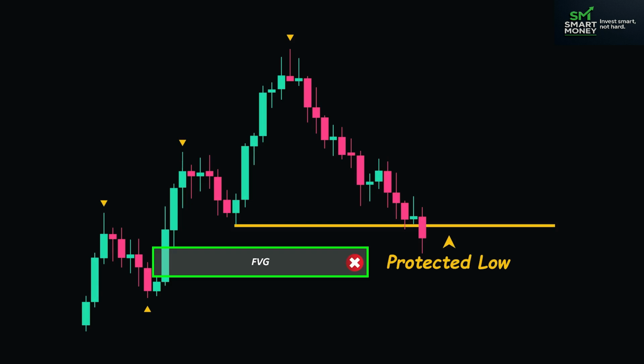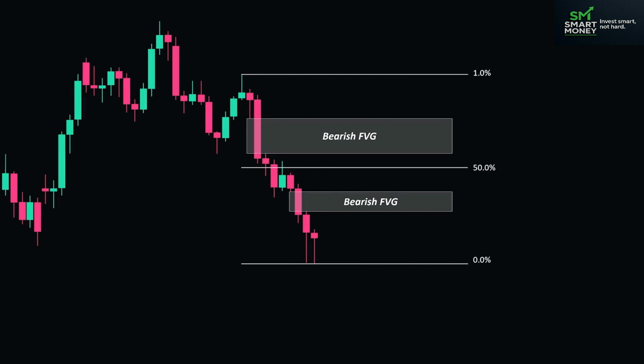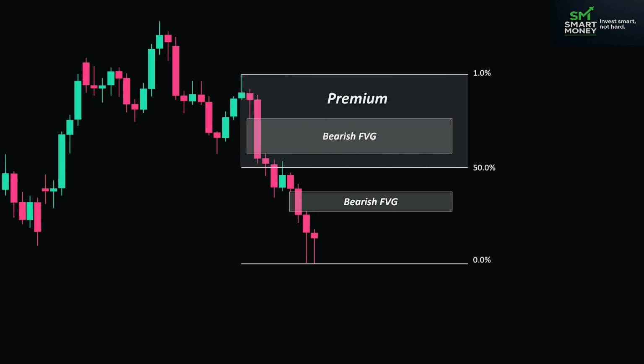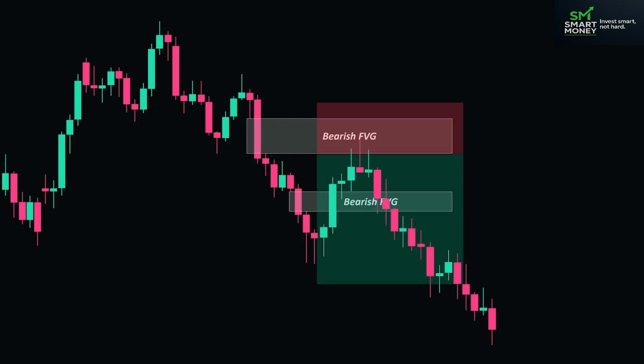The same concept applies to a bearish scenario. Here, we have two fair value gaps, but if we apply the retracement tool from the start of the move to the end, we can see that only the higher one is located inside the premium zone. So, we are only interested in selling in the premium area. This ensures a safer stop loss placement and allows for a higher reward.